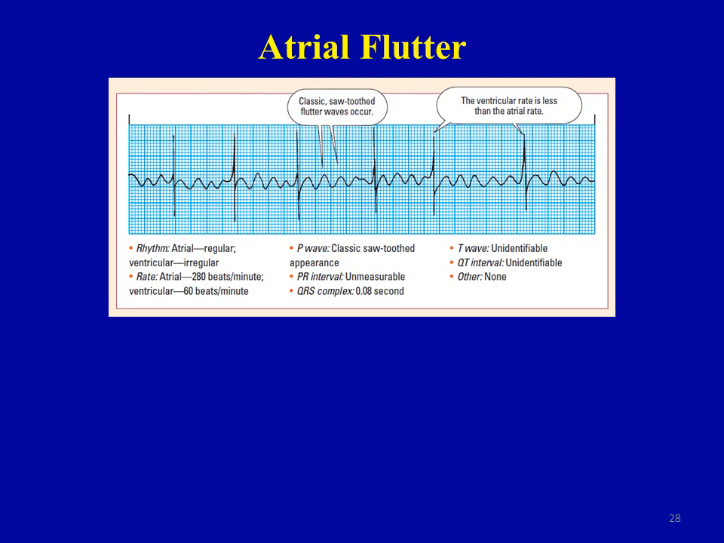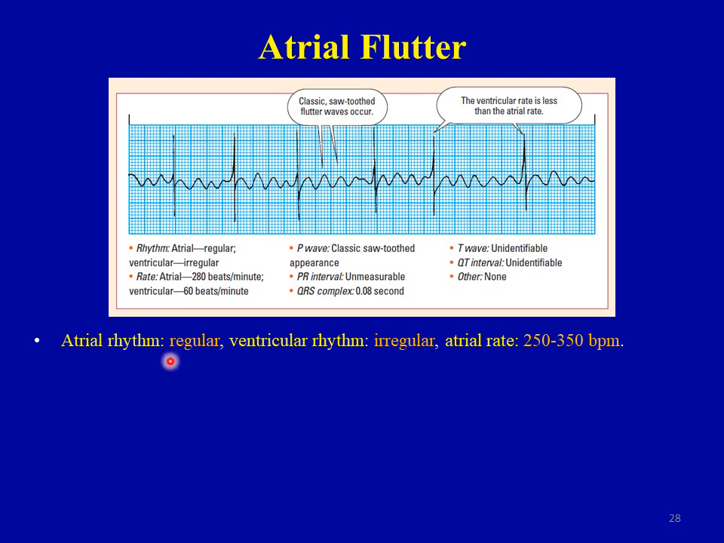Atrial flutter is an atrial arrhythmia where the atrial rhythm is regular, but the ventricular rhythm is irregular. So we can see the flutter waves, they are regular, but the ventricular rhythm is irregular. The distance between two adjacent QRS complexes is different throughout the ECG strip. The atrial rate, if it is calculated, is between 250 to 350 beats per minute, and in this example it is 280 beats per minute, so it is an atrial flutter.